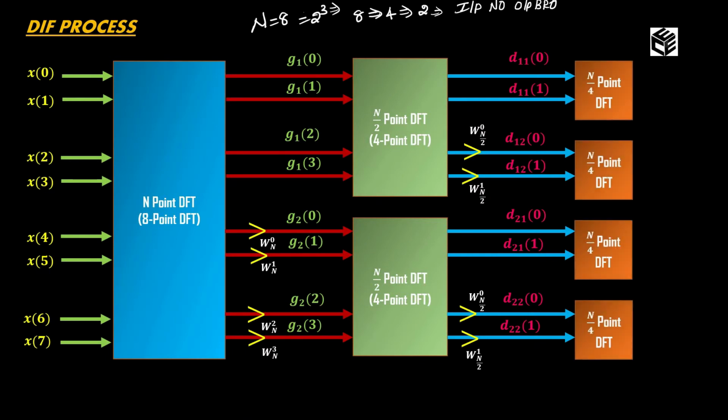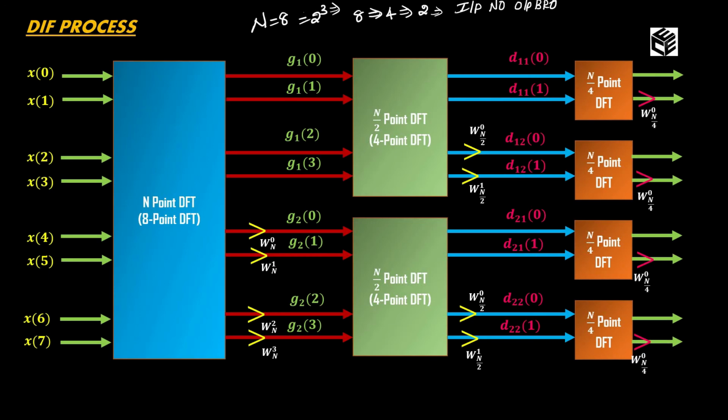Third stage is nothing but 4 sets of 2-point sequences, correct? So at the output side, we will be adding the twiddle factor, which is wn by 4 power 0, and we will get the output in bit reversed order for DIF, correct? So the bit reversed order is x of 0, x of 4, x of 2, x of 6, x of 1, x of 5, x of 3 and x of 7. So this is the complete process.